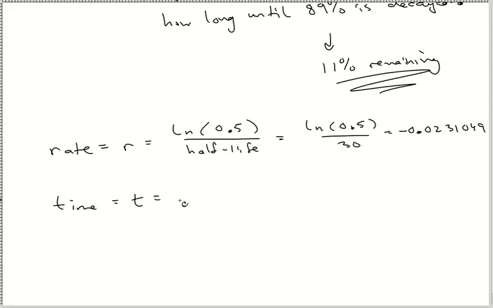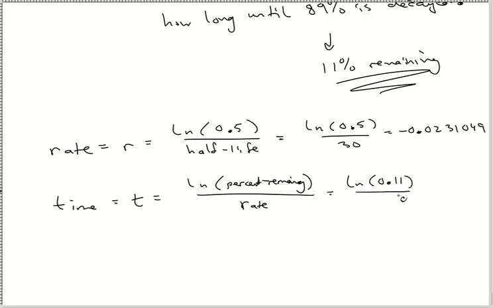So time equals, what's my formula for that? Ln of the percentage remaining. So I want to do percent remaining. I know I didn't spell it very well. Divided by the rate that we just found. I'm going to just write rate. That's good enough. And so the percentage remaining is 11%, and my rate is this negative 0.0231. And so I put all this into the calculator, and again, I'm wanting to go as long as possible with these decimals, so I'm even cheating just a tiny bit by not writing it well enough.